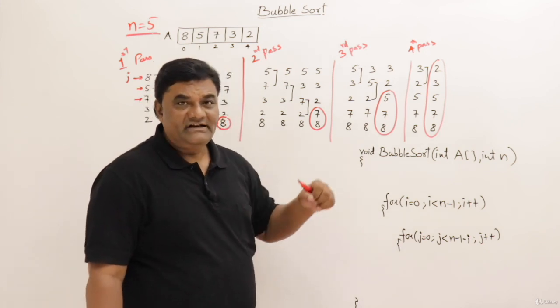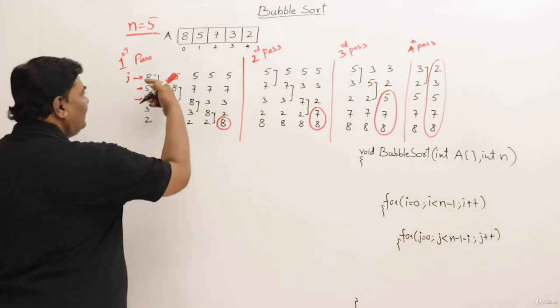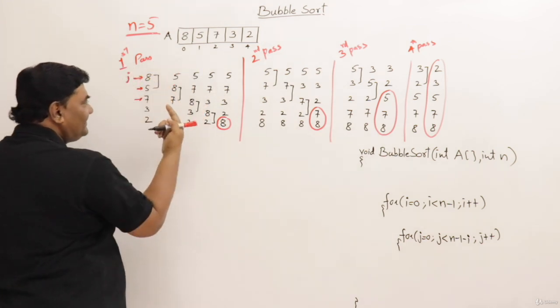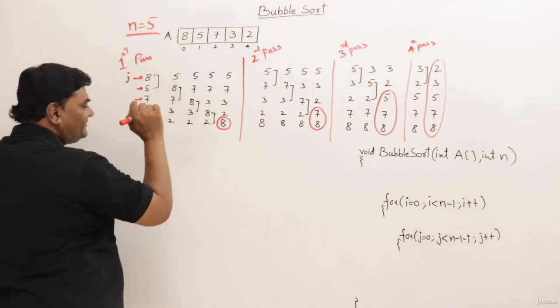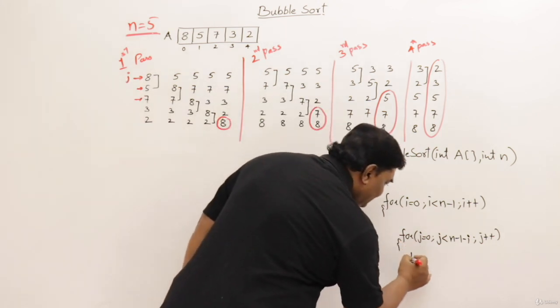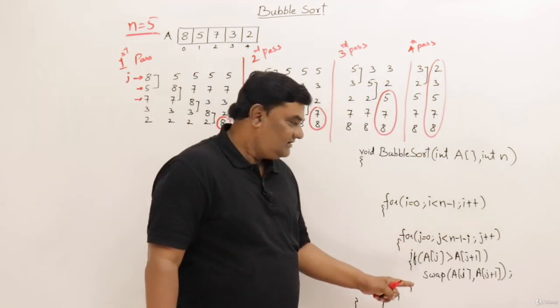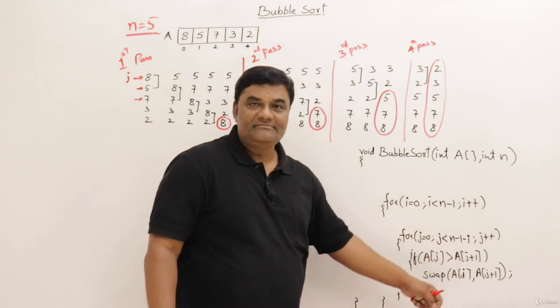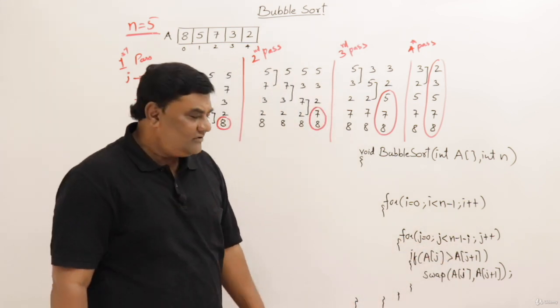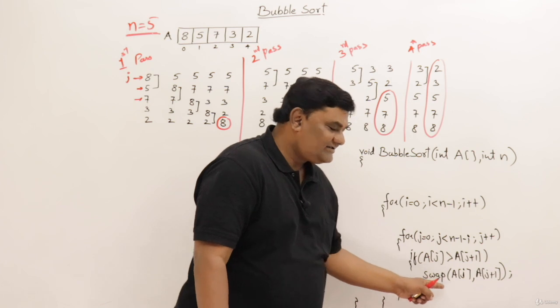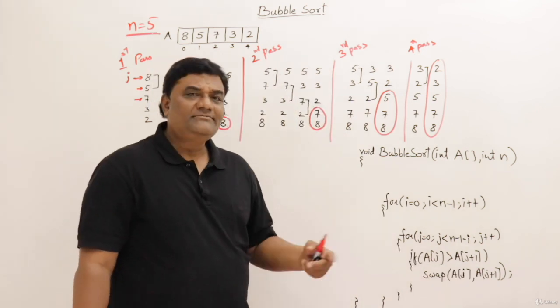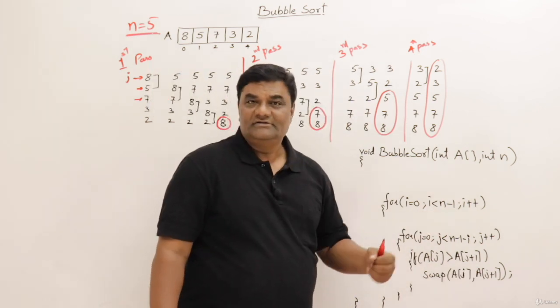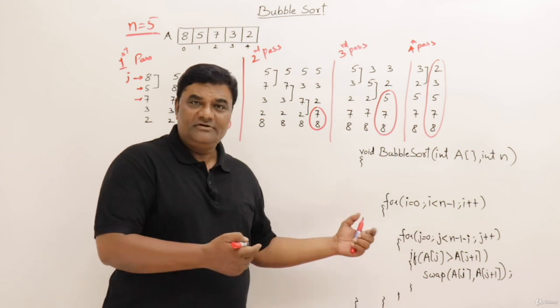Next, what should I do inside this loop? I should compare a of j with a of j plus 1. If a of j is greater, then swap. So here I check if a of j is greater than a of j plus 1, then swap them. Swap means 3 statements I have to write. Instead of writing 3 statements, I just wrote swap. So swap the elements a of j with a of j plus 1. That's it. So the logic is very simple for bubble sort.